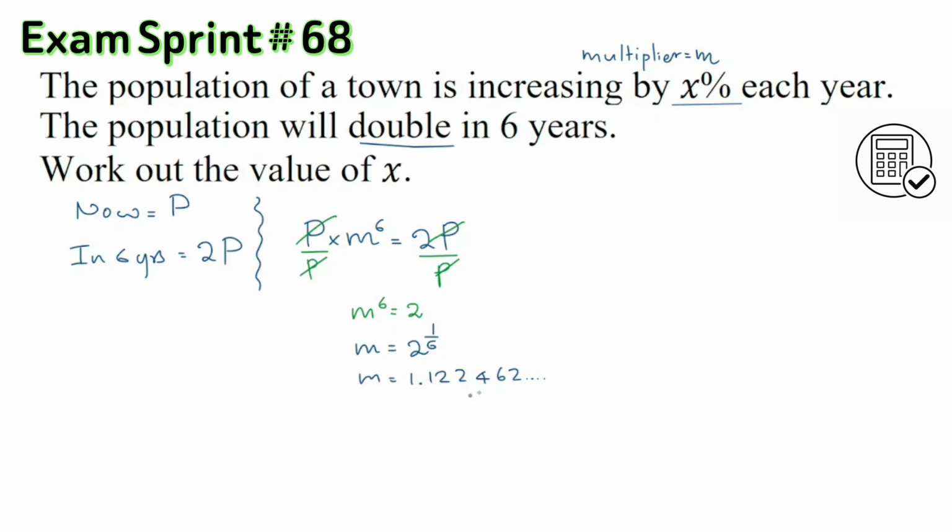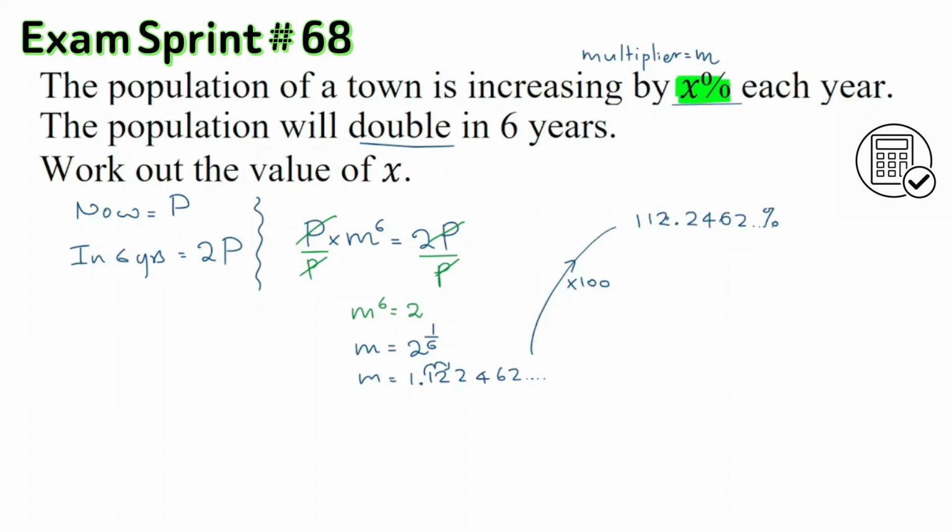Now, how do we get the multiplier? By adding the percentage and dividing it by 100. Now, I need to convert this into a percentage, so I'm just going to multiply by 100. 1.122462 multiplied by 100 gives you this as a percentage. So that will be 112.2462 as a percentage.